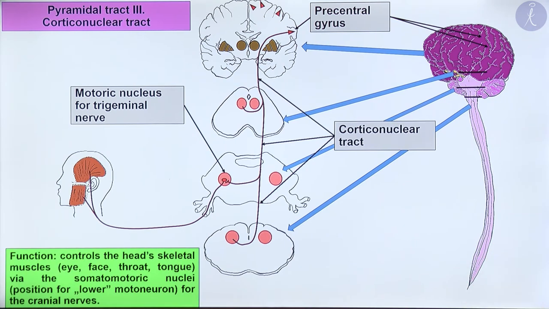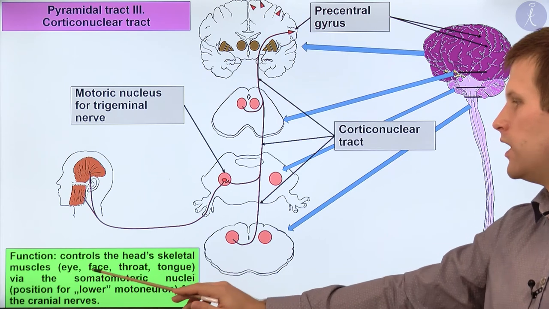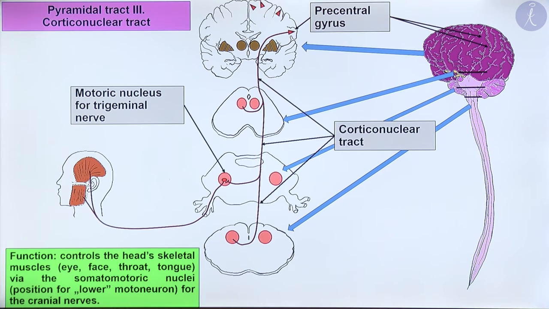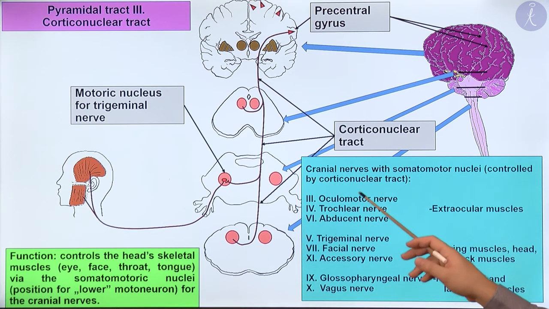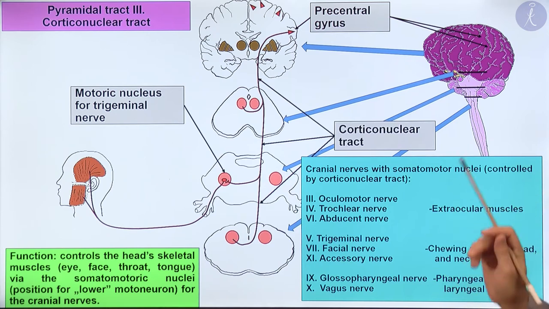Of course, altogether, these cranial nerves, via these motor nuclei, will control the head skeletal muscles, including the eye muscles, the facial expression muscles, the muscles of the throat and the pharynx, plus the tongue, via the somatomotor nuclei of the cranial nerves. Here you can find the list where we find these motor nerves. The oculomotor, trochlear and abducens nerves together innervate the extraocular muscles and control your eye muscle movements. The trigeminal nerve, facial nerve and accessory nerve together control the chewing muscles, head and neck muscles. The glossopharyngeal nerve, vagus nerve, and, unfortunately I forgot, but in the uploaded material I will highlight, the hypoglossal nerve together innervate the pharyngeal and laryngeal muscles plus the muscle of the tongue.